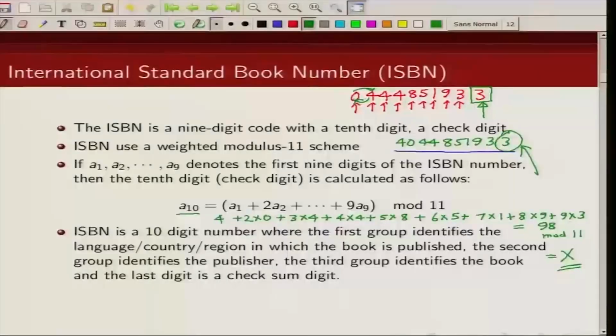The correct number was 0444851933, and these two digits got interchanged, a transposition error happened, and you can see using this ISBN number we are able to detect such errors.